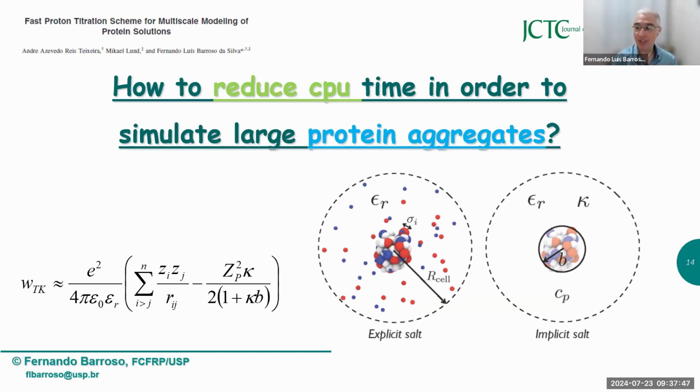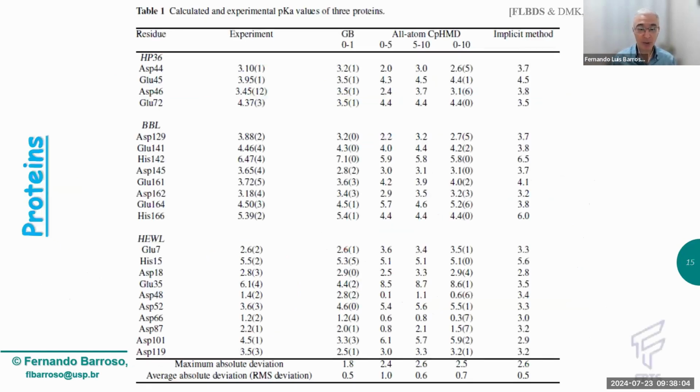We could easily solve it: just get rid of the explicit description and make it an implicit salt description. But then you can ask yourself, come on, you were simplifying too much. How realistic is this? So, well, we have started benchmarking it. We have started making comparisons between our approach and different data.